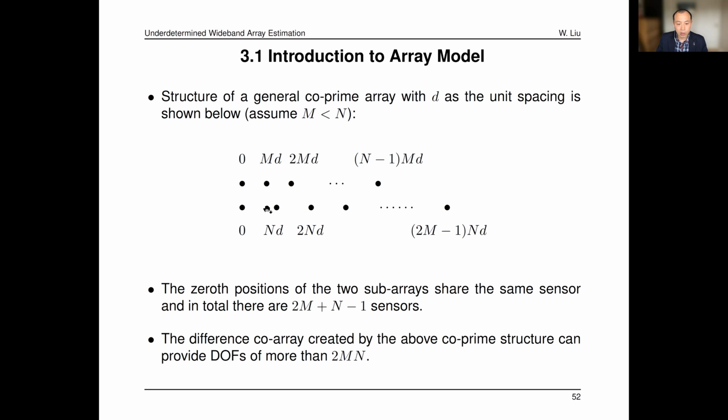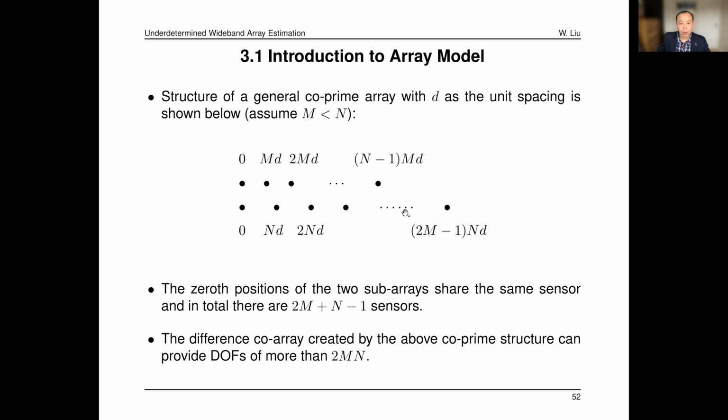Here the spacing is Nd, so Nd, 2Nd, 3Nd, until (2M minus 1) times Nd. So you have these 2 subarrays with different spacing. In total, you have N sensors in one and 2M in the other, but they share the same sensor 0, so you can remove one of them. As a result, in total you have 2M plus N minus 1 sensors.